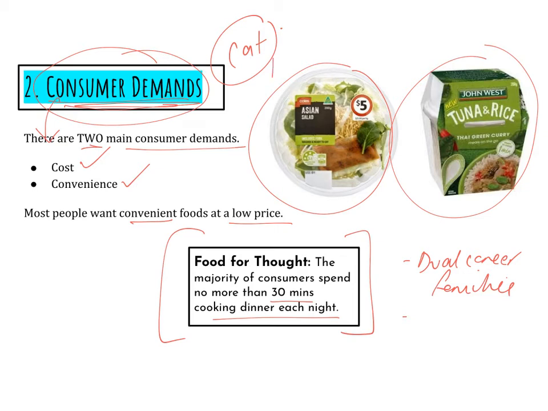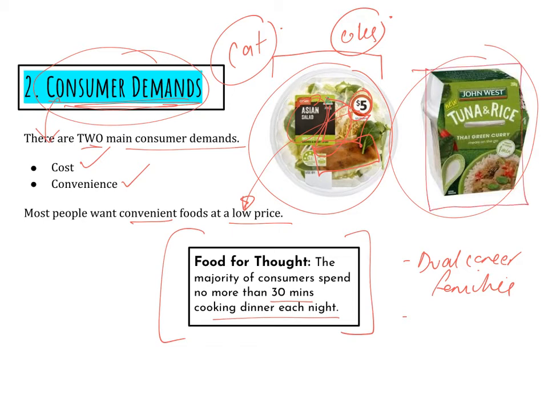So a really good example here is the Coles pre-made salad. And this is eaten on the go because the sachets of the dressing, the noodles come within the packaging, as well as a fork, and it is only $5. So it is a convenient food at a low price. The second example is the rice and Thai green curry convenience food produced by the company John West. So again, you just need to microwave the rice and the curry, and in a minute you have a meal.